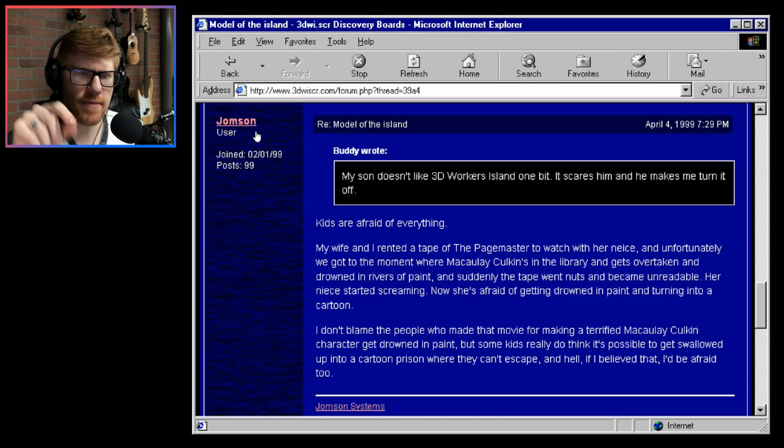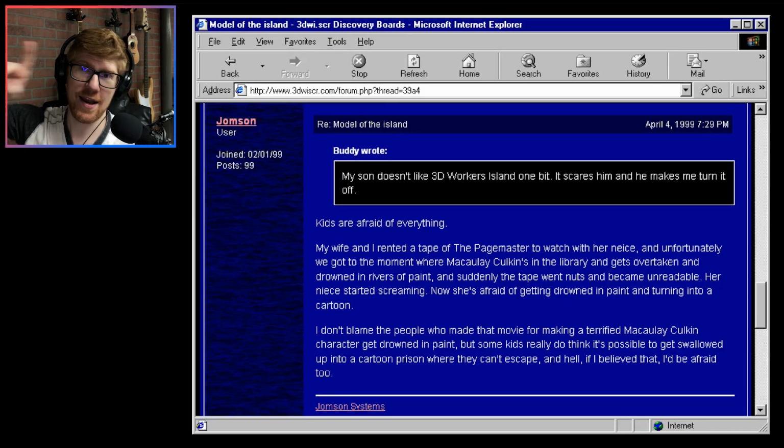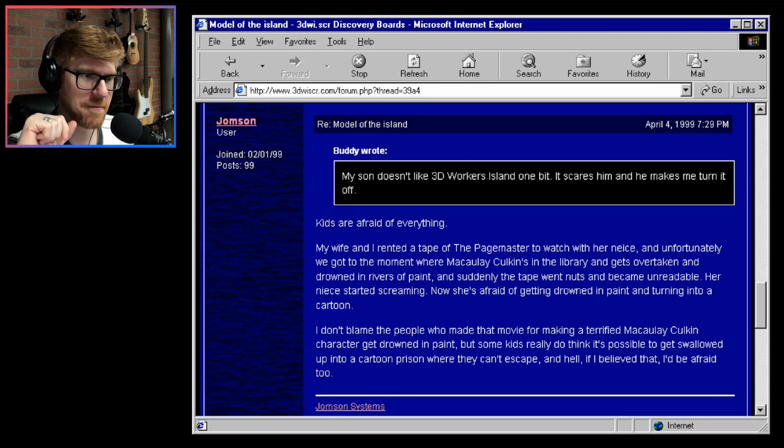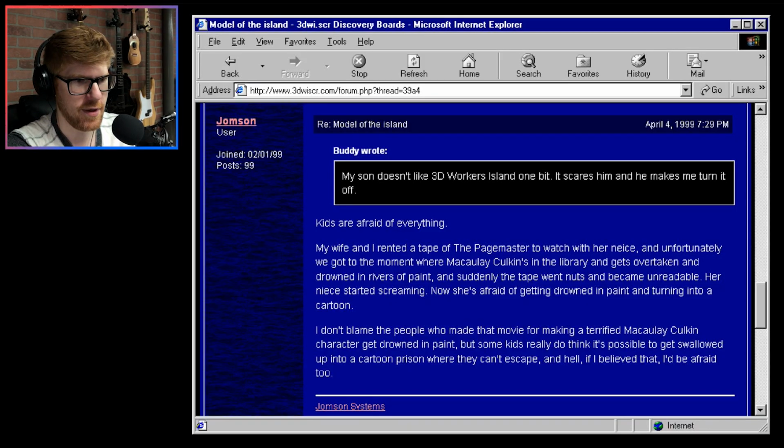My wife, this is Johnson, by the way. Who said that last? Buddy? Okay, buddy. My wife and I rented the tape of The Pagemaster to watch her niece, and unfortunately, we got to the moment where Macaulay Culkin's in the library, gets overtaken and drowned in rivers of paint. That is scary. That was scary. You know what was even scarier to me was when the Jekyll and Hyde scene, when he turned into Mr. Hyde. That freaked me out. That was scarring for me. Suddenly, the tape went nuts and became unreadable. Her niece started screaming, and now she's afraid of getting drowned in paint and turning into a cartoon. I don't blame the people who made that movie for making a terrified Macaulay Culkin character get drowned in paint, but some kids really do think it's possible to get swallowed up into a cartoon prison where they can't escape.